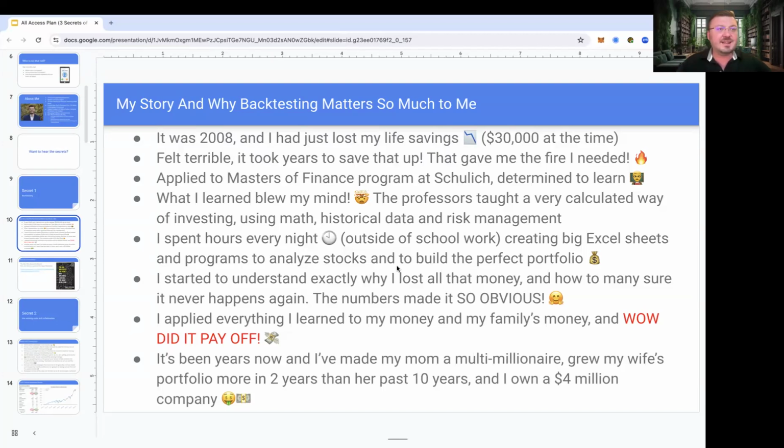I was sitting there learning outside of schoolwork. I put together these giant Excel spreadsheets and would go through and say, what if I put in 10 grand here? What if I bought this stock? What if I bought this? What if I bought that? I was going through all these different things, and I really started to understand why I lost all this money, and I learned how to make sure it never happens again. The numbers, when I was going through these spreadsheets, made it very obvious.